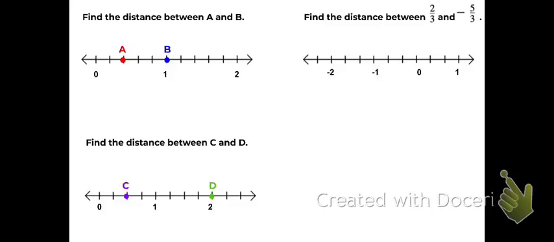Here we're going to find the distance between two fractions using a number line. So first let's find the distance between A and B, the red and blue dot. So our first step is to figure out what our denominator is.